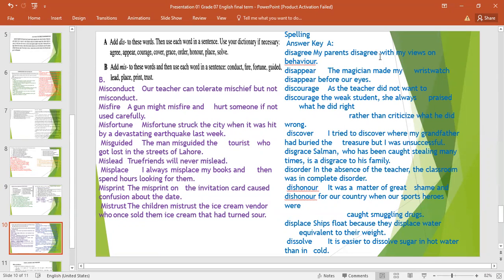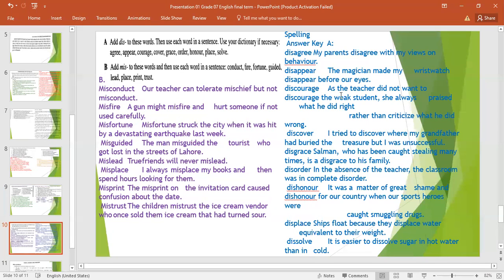My parents disagree with my views on behavior. So here we added this with agree and used it in a sentence. Disappear. The magician made my wristwatch disappear before our eyes. Disappear is used in the sentence.